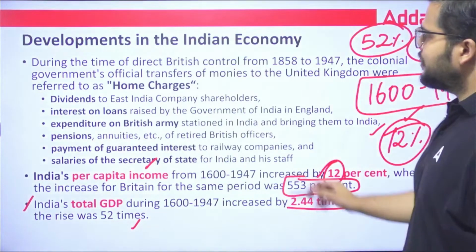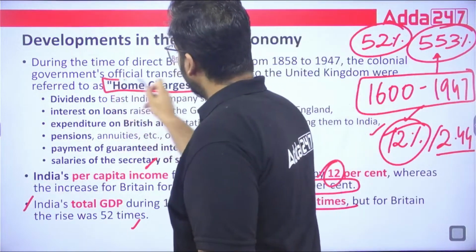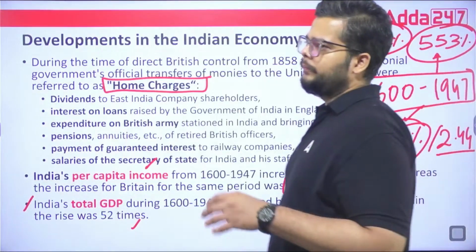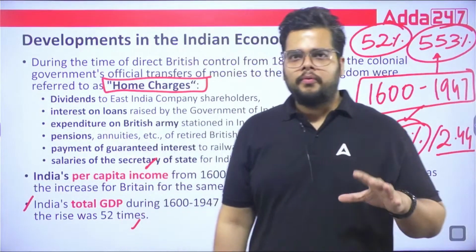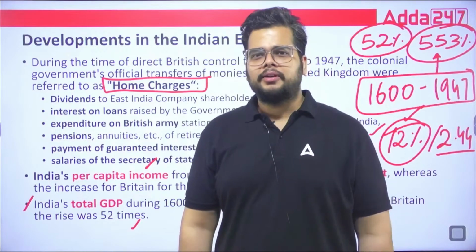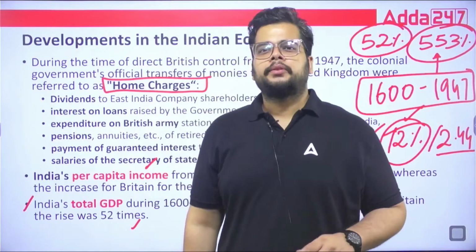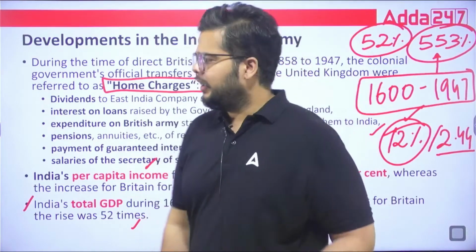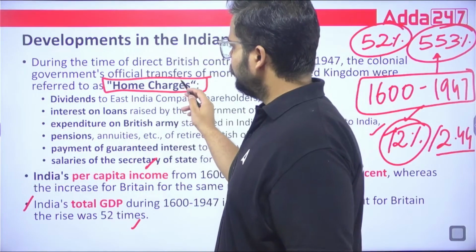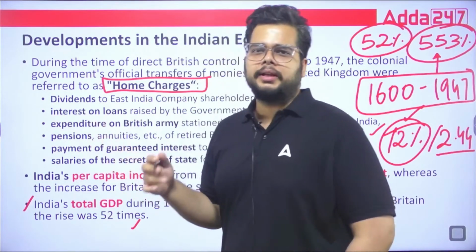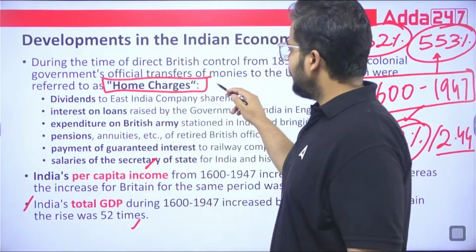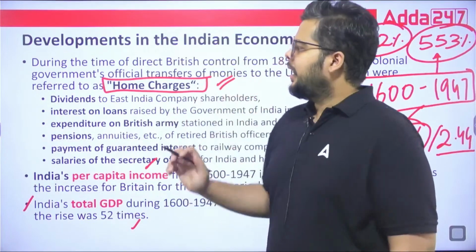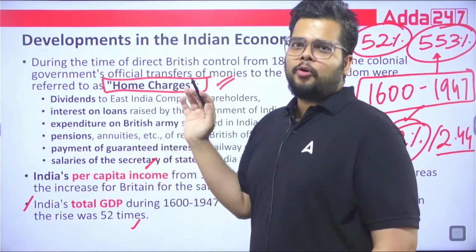Now, one particular term given in the book itself is home charges. What is this home charges? It was to overcome or compensate for the economic plunder which the Britishers did. So in the name of home charges, the looting was going on. They were saying to the international media or the international bodies that we are levying certain home charges on the Indian subjects. And what all was included in the home charges?